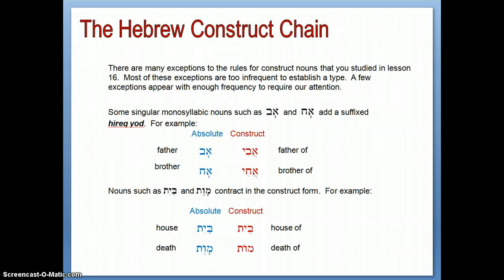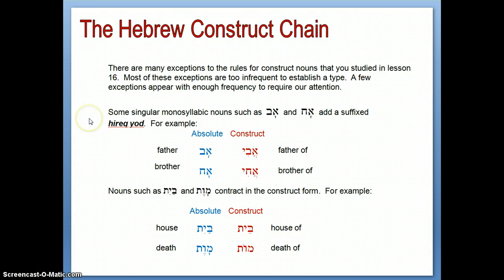There are many exceptions to the rules for the construct nouns that you studied in lesson 16. Most of these exceptions are too infrequent to establish a type. There are a few exceptions that appear with enough frequency that they do require our attention. Let's look at a couple of these.